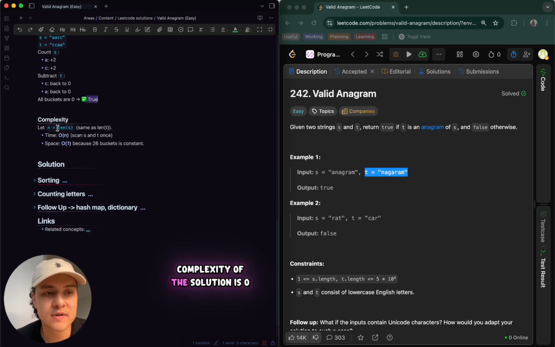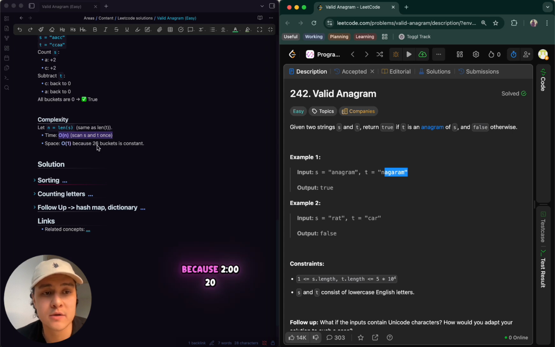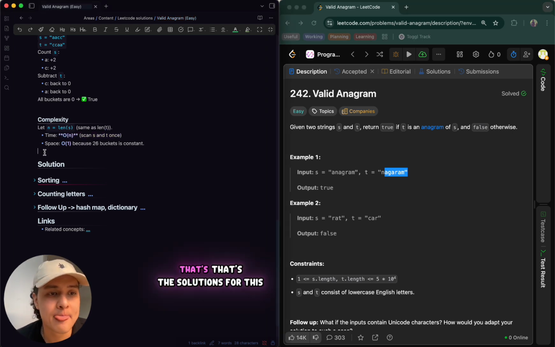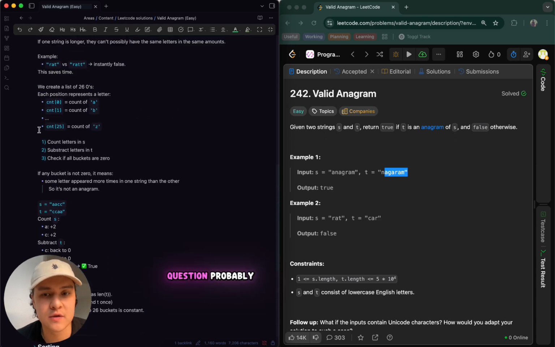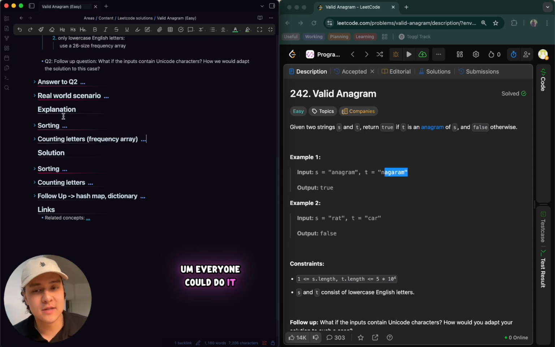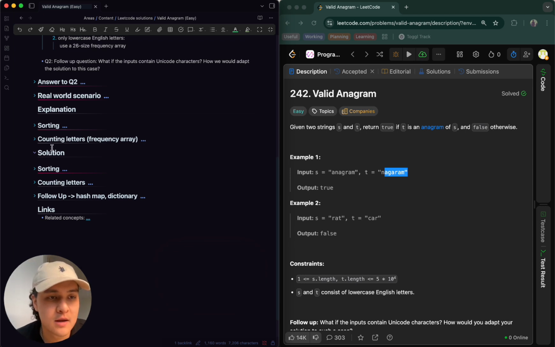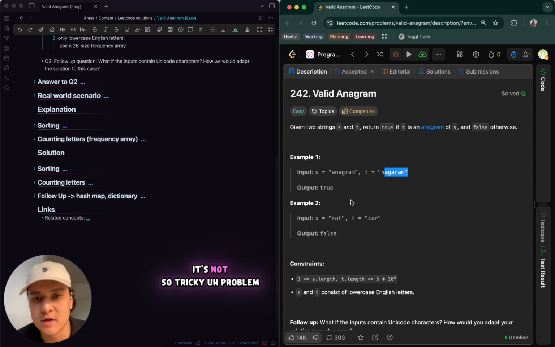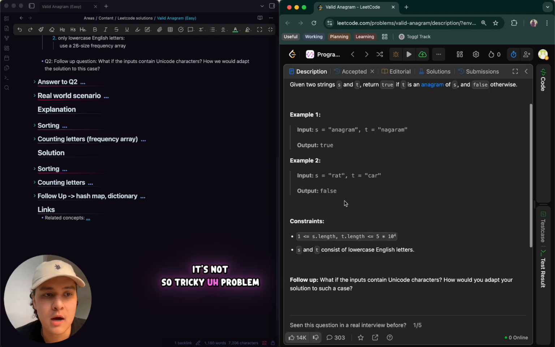And the complexity of the solution is O(n). We'll scan S and T once, and space would be O(1), because 26 buckets is always constant. That's the solution for this question. Probably everyone could do it, and everyone could think about this solution. It's not such a tricky problem.